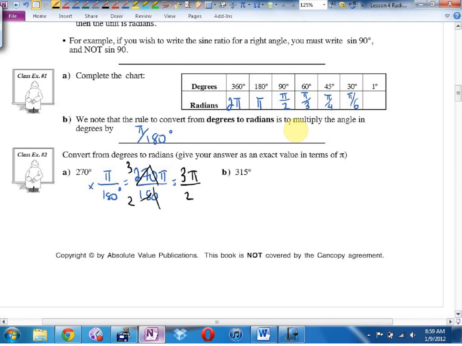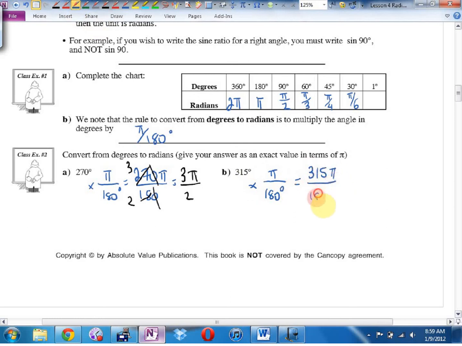315 degrees. It's a certain number of 45s. I think it's 7 45s. I think it's 7 pi by 4. But because I'm not sure, I'll use my conversion factor. I'm going to multiply this by pi over 180. And I get 315 pi all over 180. The degrees cancel.